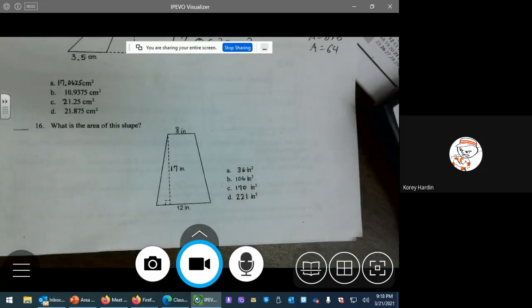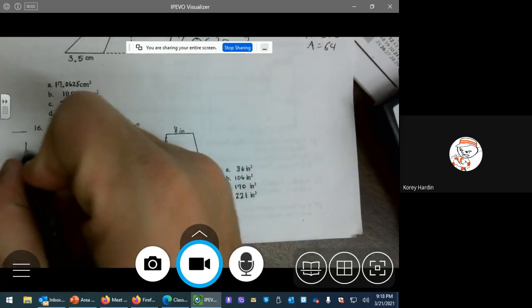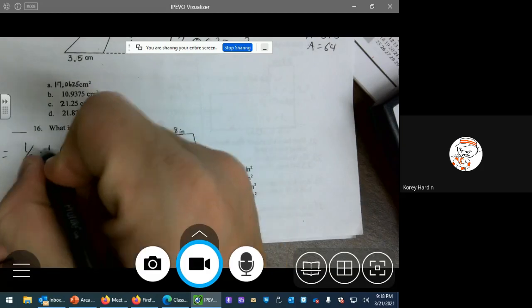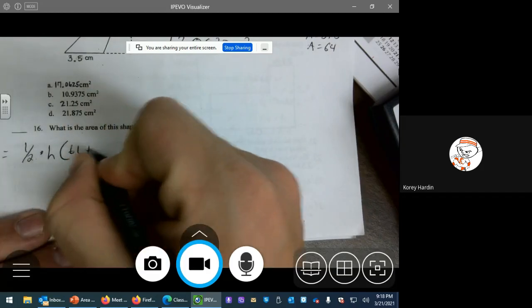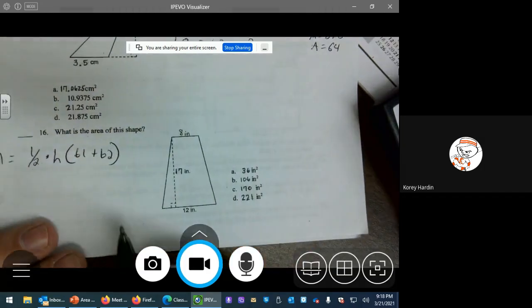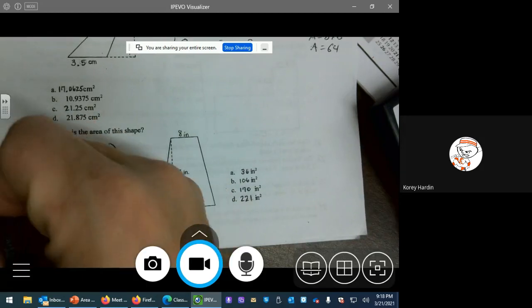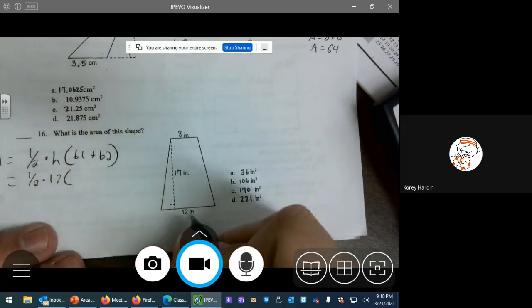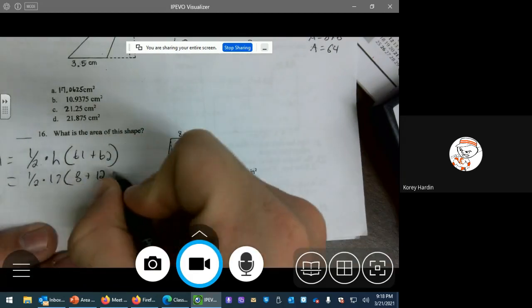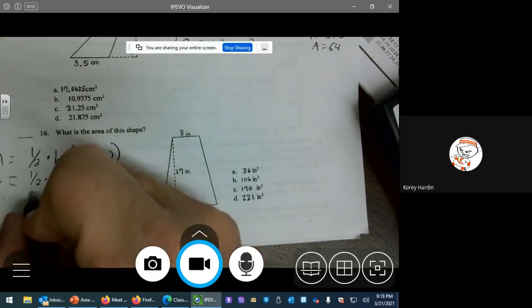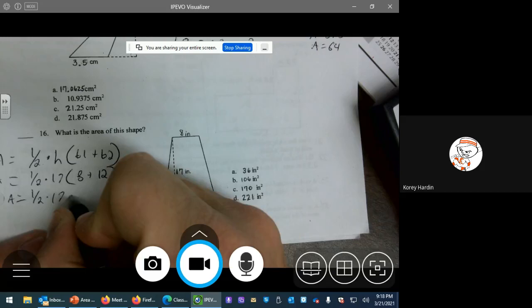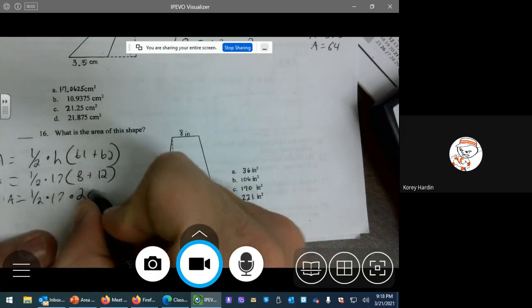And lastly, at the bottom, we have yet another trapezoid. So I've got 1/2 times the height, and then in parentheses, I've got B1 plus B2. All right, so I'm just going to fill in my information. Area equals 1/2 times the height, which is 17, and in parentheses, I've got 8 plus 12. All right. So area equals 1/2 times 17 times 8 plus 12, which is going to be 20.